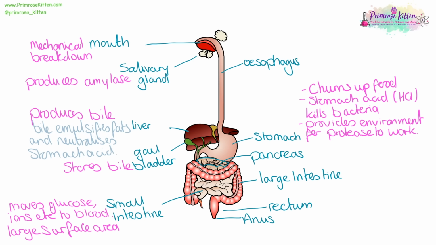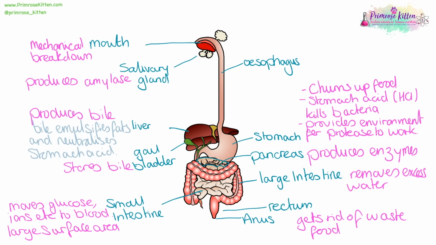The stomach, which churns up food. The stomach acid, hydrochloric acid, kills bacteria and provides an environment for proteases to work. Your pancreas, which produces enzymes. Your large intestine, which removes excess water. And your rectum and anus, which get rid of waste food.